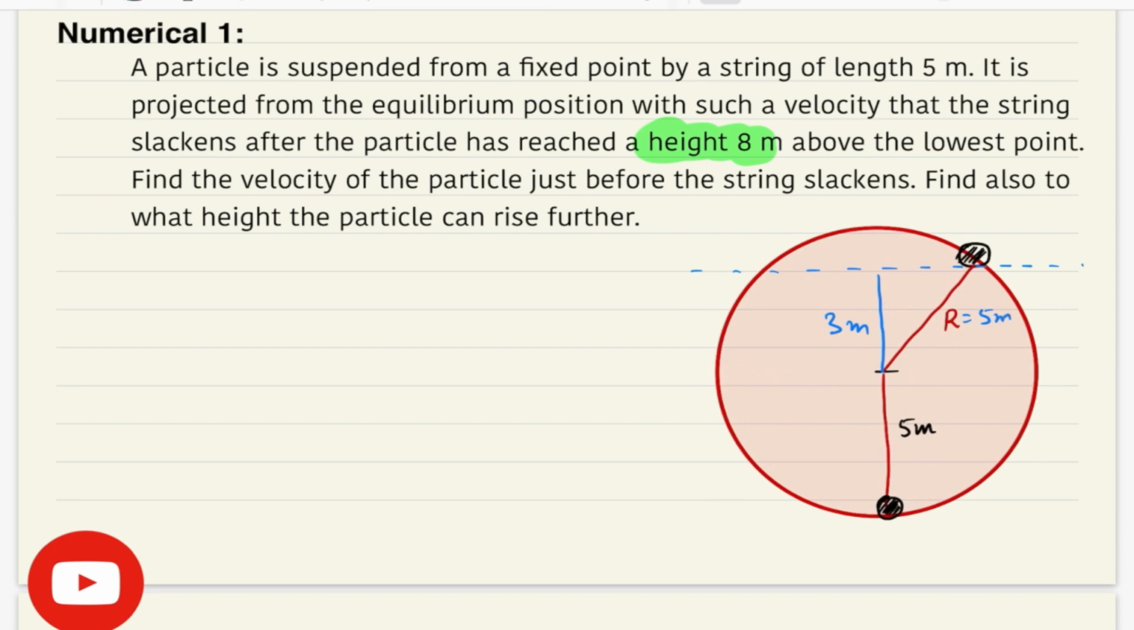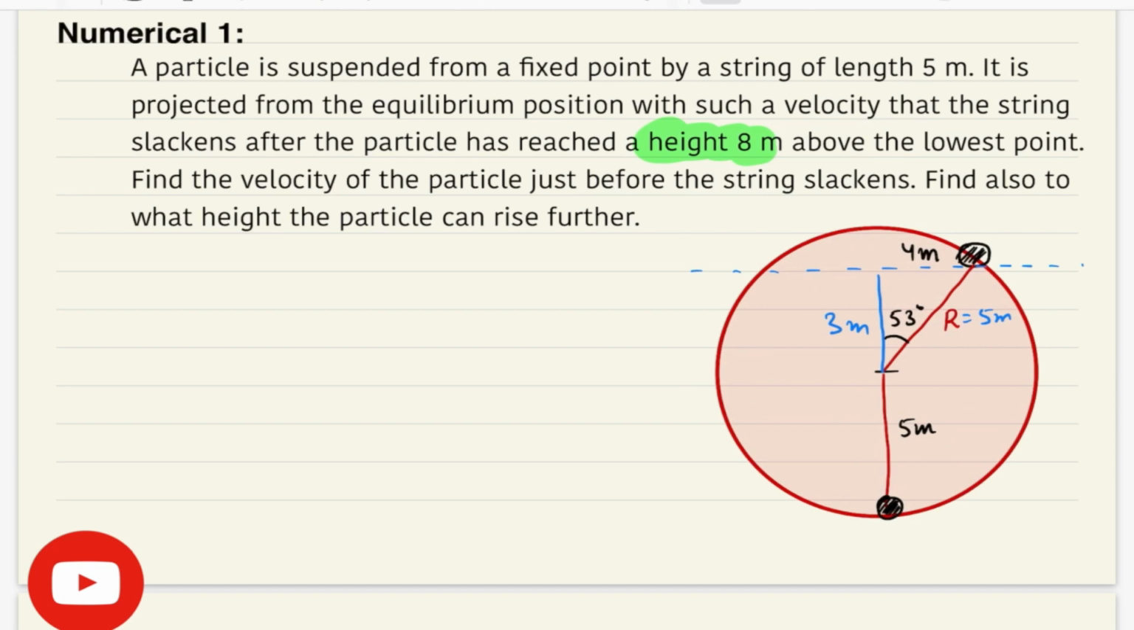So by little mathematics, we see that this is 5 meter, this is 3 meter, so this length will be 4 meter, okay. So this comes out to be 4 meter and this angle comes out to be 53 degree. So now what it says, find the velocity of the particle just before the string slackens.